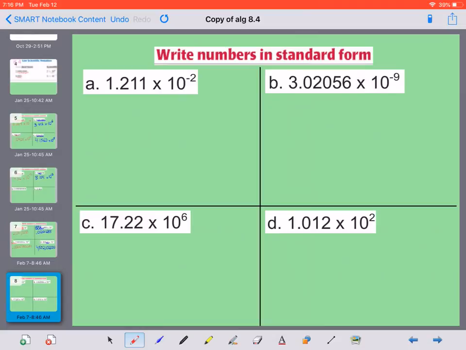Alright, what I want you to do is try these ones on your own. Remember, negative exponents, we're trying to get a smaller number. Positive exponents, we're trying to get a large number. So remember which way to move your decimal point.